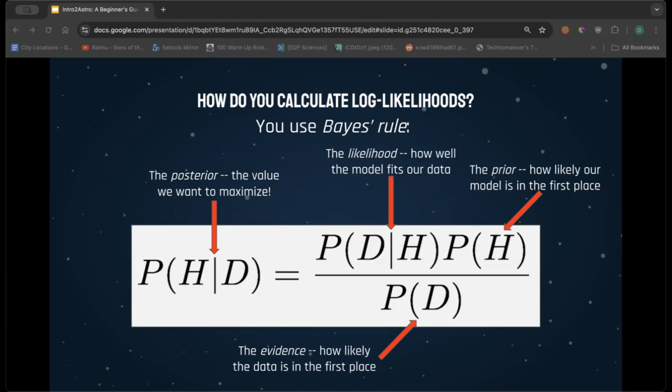So this won't let us compare entirely different models, but this will let us fit for the best parameters of a model. Does that make sense? I'm sorry, I think I explained it a little confusingly. Yeah, that makes sense. Perfect.